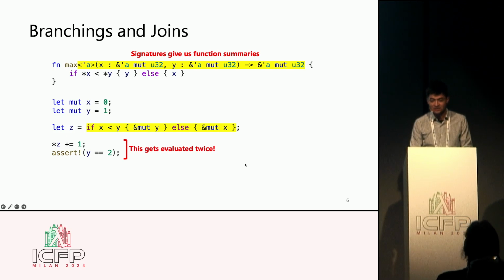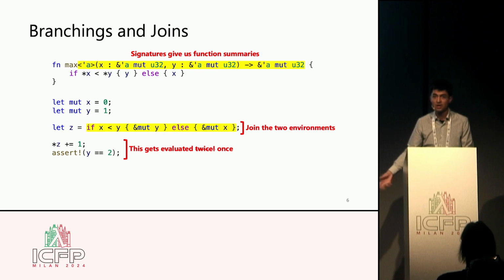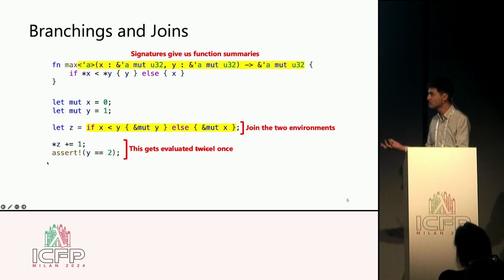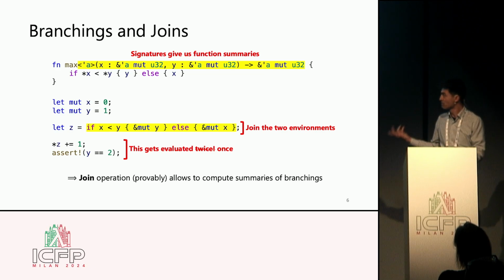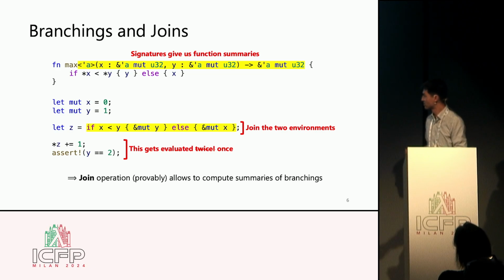Now, by taking some inspiration from abstract interpretation, we introduced and justified a join operation, which allows us to join the two environments from the then and the else branch into one more general environment, which then allows us to execute this part of the function only once. So this avoids having a combinatorial explosion in the context of branchings. And in a sense, the join operation, which we proved correct in some sense, allows us to account for the lack of summaries for if-then-else branchings.